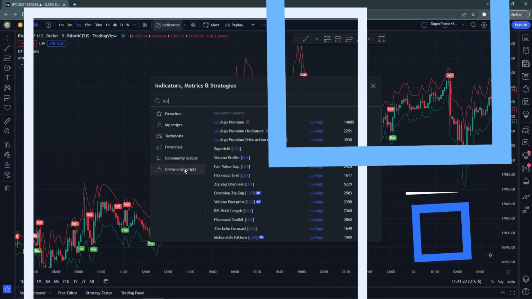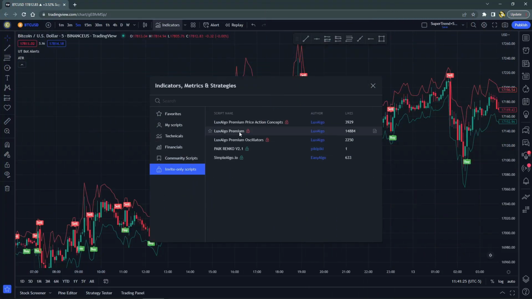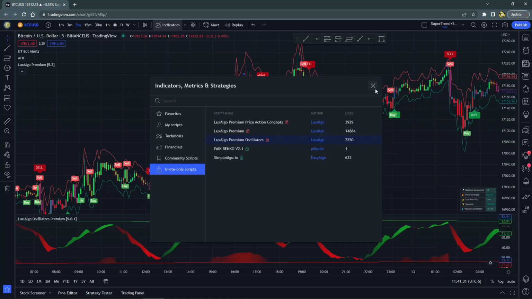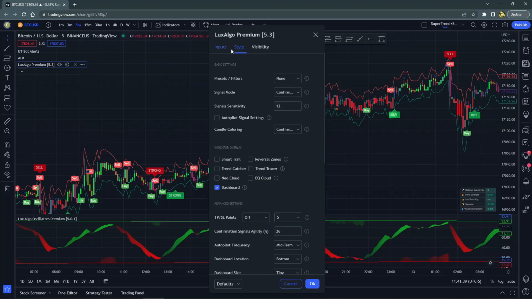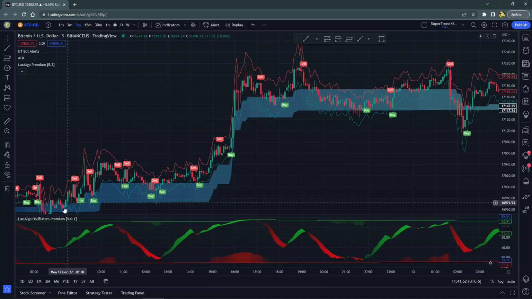So as you can see, it is a paid indicator right here. We're going to go with the Lux Premium, and we're also going to use their premium oscillators. You can find variations of both of these indicators for free, but we're not going to be using all the components. So if we go to the premium right up here, we're going to go to inputs. We're going to have none on the presets, none on the signals, none on the candle colors. Get rid of the dashboard, and we're only using it for the Neo Cloud. Everything else is irrelevant for this.